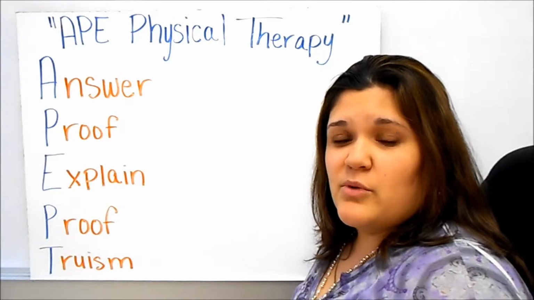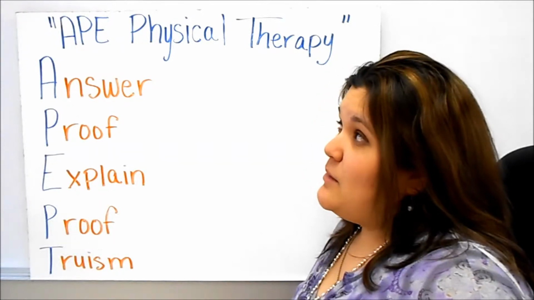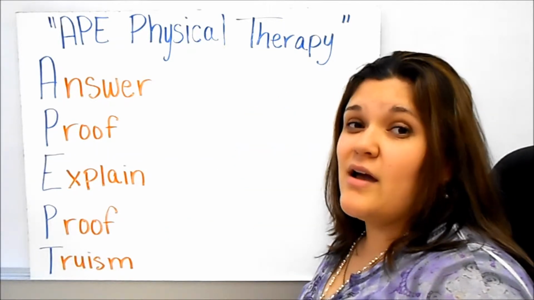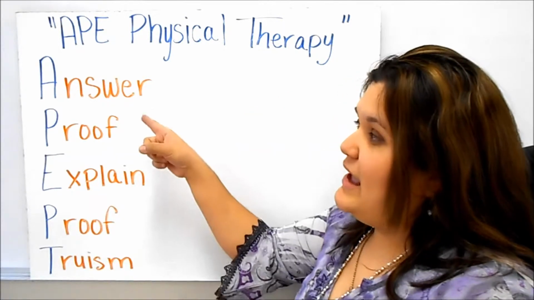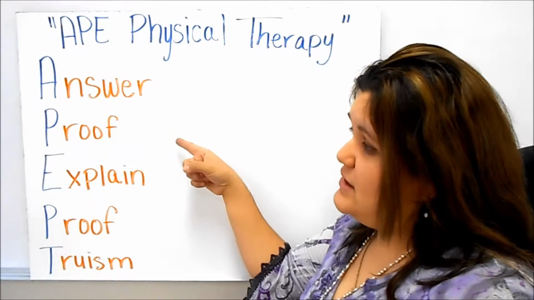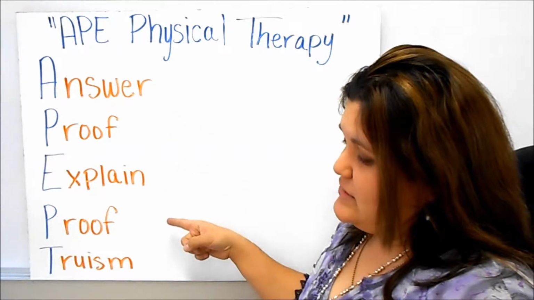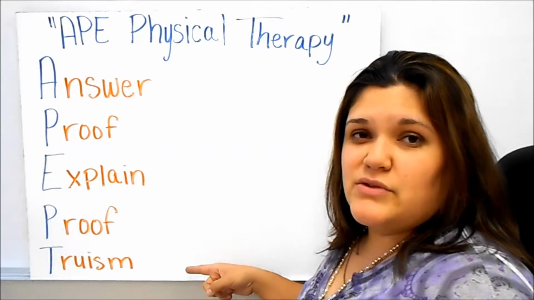I want you to remember one simple phrase: APE, PT. Now, what does that stand for? I'm about to tell you. A is for answer, P is for proof, E is for explain, P is for proof, T is for truism.